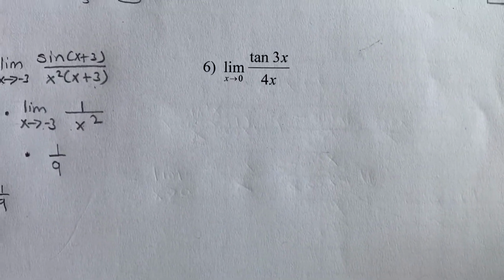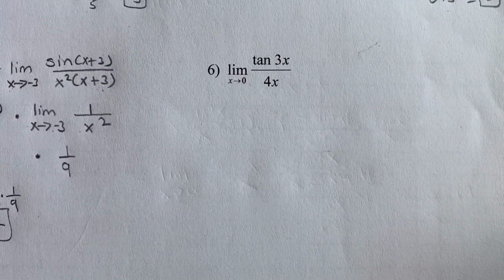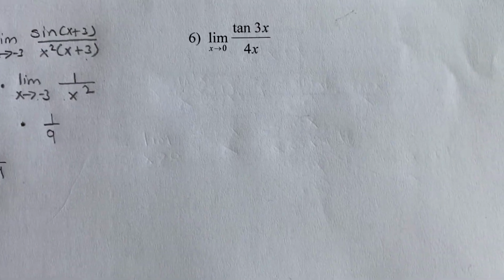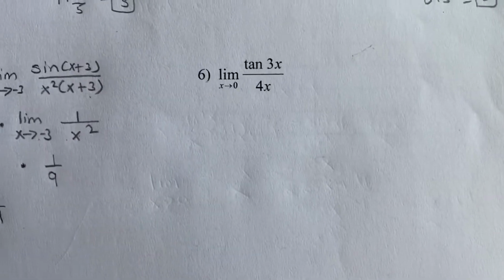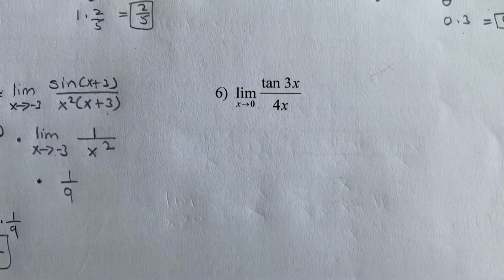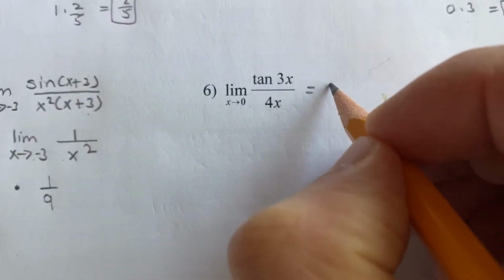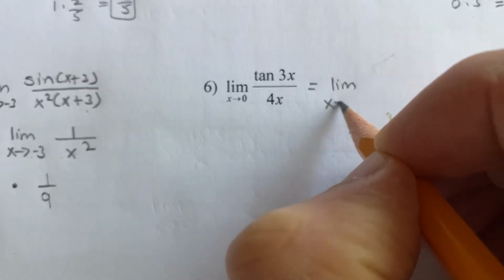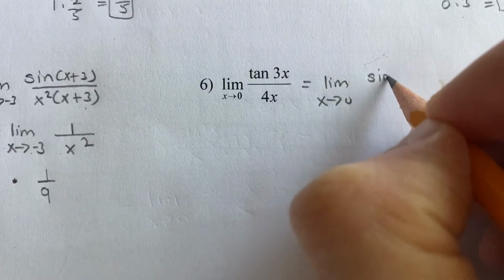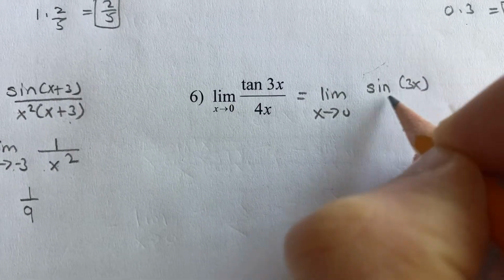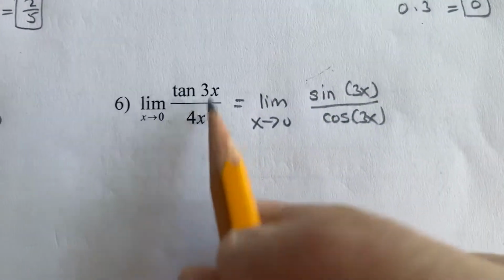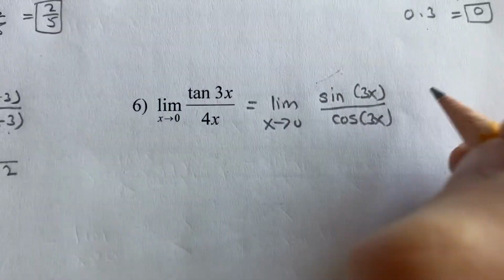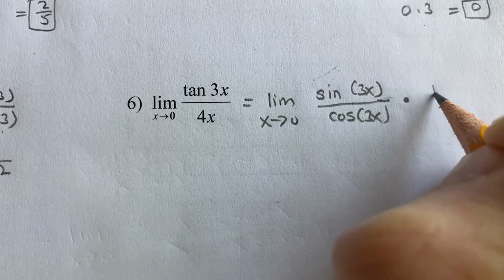All right, so this last example on tangent is quite similar, right? You're just going to have to use your reciprocal or quotient identities for tangent, right? We don't have a theorem for tangent, but you already know tangent can be rewritten as sine of 3x over the cosine of 3x, right? That's your tangent of 3x. You still have the 1 over 4x over here, so don't neglect that.